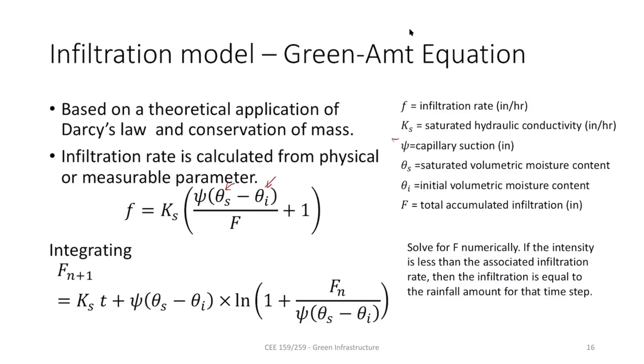F is the total amount of infiltration that accumulated in the soil. So this accounts for if rainfall has already happened before, how much of the pore space is already filled. So that's the F value. And so if you know all these values, we can get the infiltration rate using this particular equation. So you can solve for all that. But again, I don't want you guys to go through too much, but just know conceptually what that means.